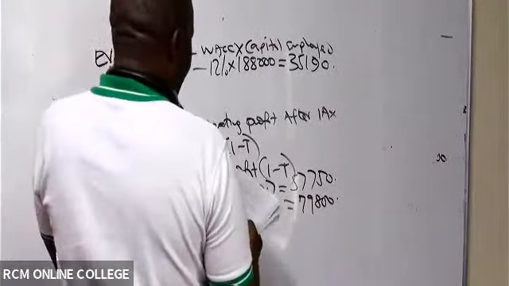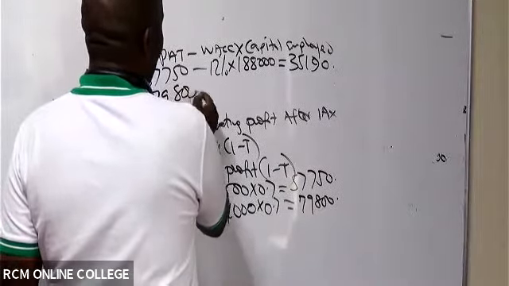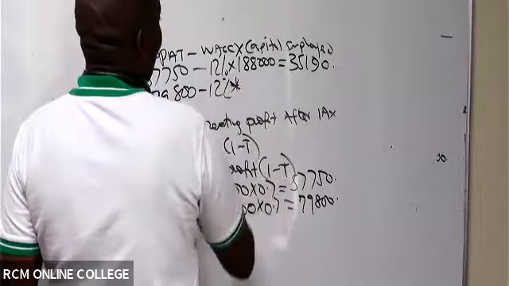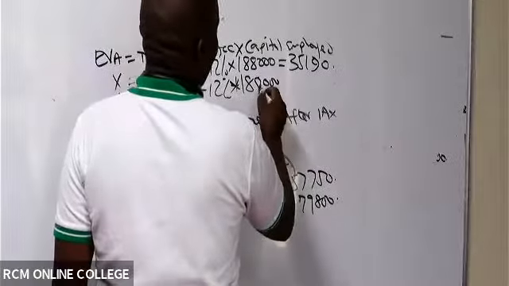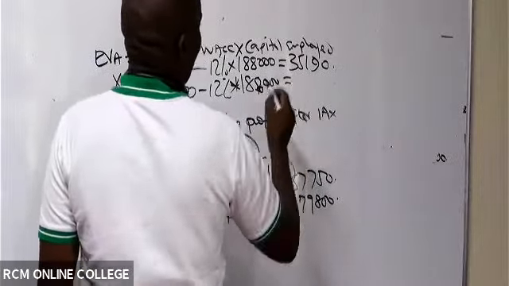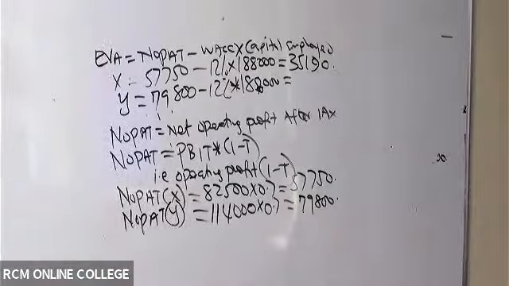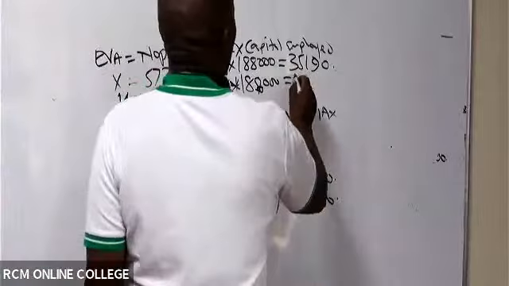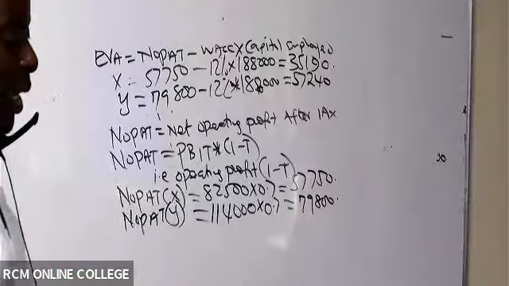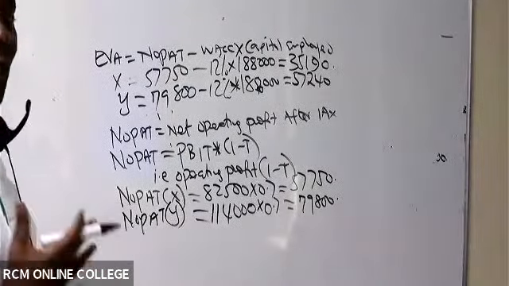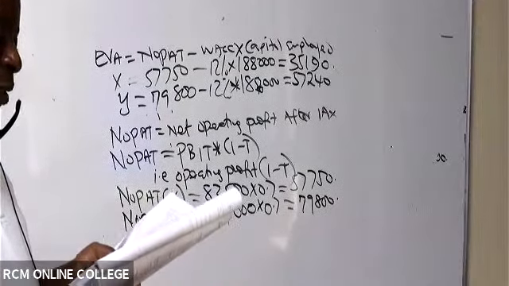So Y, ladies and gentlemen, I can see NOPAT for Y is 79,800 minus 12% of the capital employed, which was 188,000. So is there somebody who could be having this and then we make a comment? I'm being given a figure of 57,240. So again, in terms of value addition, in terms of EVA, we are seeing that Y is really doing very, very well.